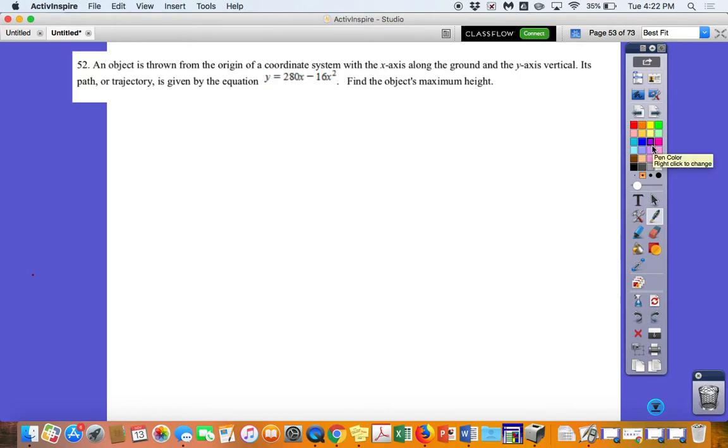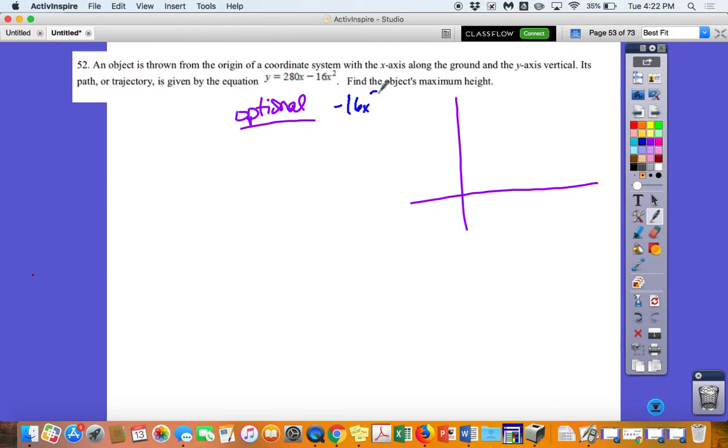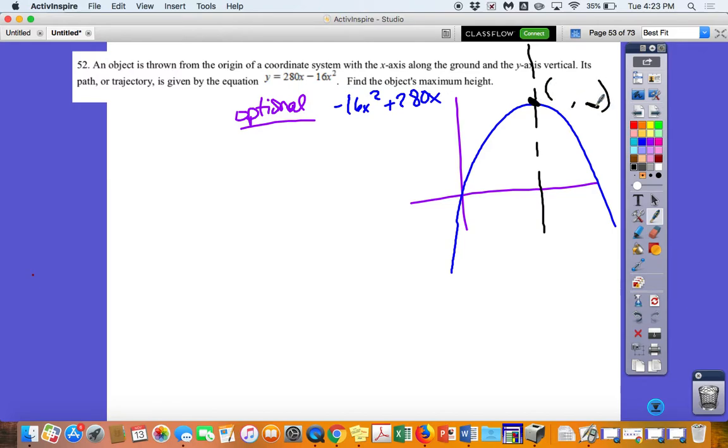This is just an optional way to solve it in case you don't want to do the negative b over 2a. What they're saying is you've got a parabola, because it's negative 16x squared plus 280x, so it's going down. It wants to know the max height, so we need the y part of the vertex, whatever the vertex is.